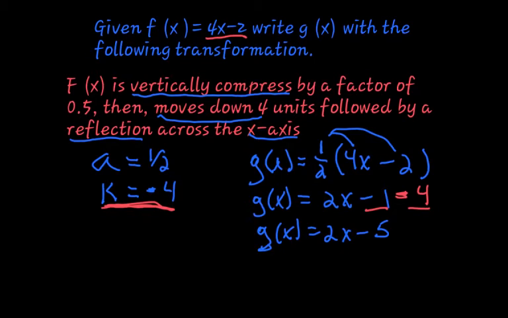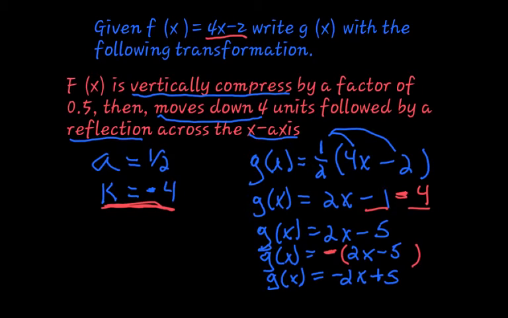Since it's a reflection across the x-axis, you need a negative outside of the parentheses. That means reflection across the x-axis. So here's my negative outside of the parentheses. And the function we just got, which is 2x minus 5, is going to go inside of the parentheses. Very important. It's a reflection across the x-axis, so with the negative outside, you are going to distribute the negative. So the answer is 2x plus 5. G of x equals 2x plus 5.